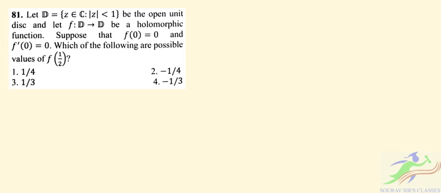So this is question number 81 from the June 2020 mathematical science paper. We have our open disk D, which is defined in the complex plane as mod z less than 1, the open unit disk, and let f from D to D be a holomorphic function. Suppose that f(0) equals 0 and f'(0) equals 0. Which of the following are the possible values of f(1/2)?